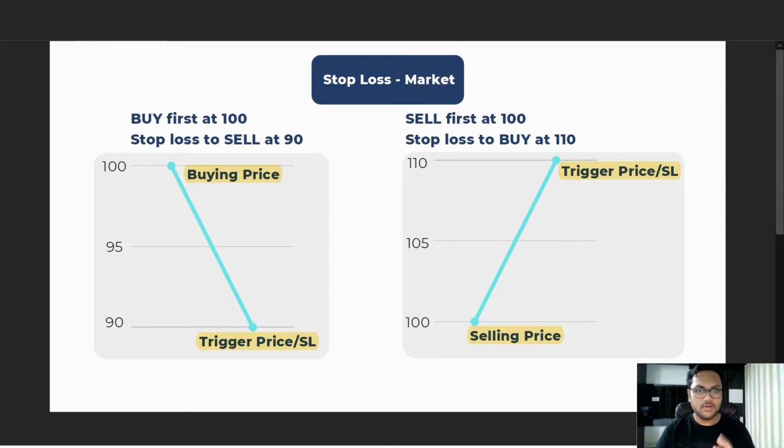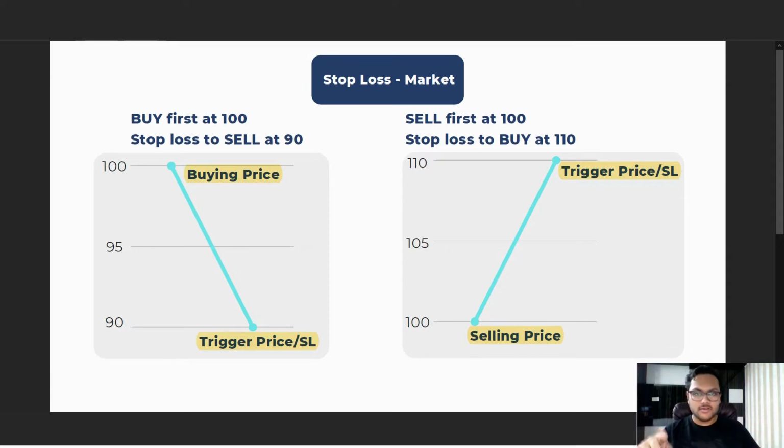First of all, stop loss can be a buy order and it can also be a sell order. If you have bought the stock at 100 and the price is falling, in that case you are incurring a loss. And let's say you have short sold a stock, you have sold at 100. In that case, if the price is increasing, then it's a loss for you. So stop loss can be for both cases. If you have bought first at 100, then the stop loss will be a sell order, and if you have sold first at 100, then the stop loss will be a buy order, right?